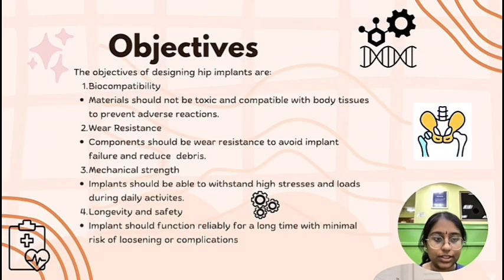The objectives of designing hip implants are: number one, biocompatibility. Materials should not be toxic and should be compatible with body tissues to prevent adverse reactions. Number two, wear resistance. Components should be wear resistant to avoid implant failure and reduce debris. Number three, mechanical strength. Implants should be able to withstand high stresses and loads during daily activities. Finally, longevity and safety. Implants should function reliably for a long time with minimal risk of loosening or complications.